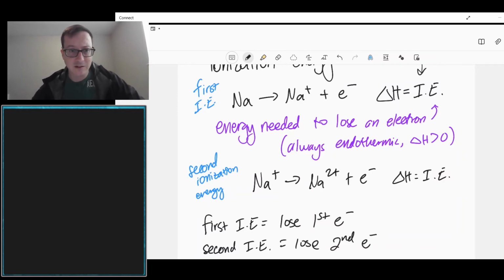Sodium doesn't make +2. That doesn't happen. Sodium only has one valence electron. Once it loses it, it's already got its noble gas happiness, and it's good to go. But we see here that the second ionization energy could happen, but it's much less favorable. So let's pop over to ionization energy on our good friend Wikipedia.